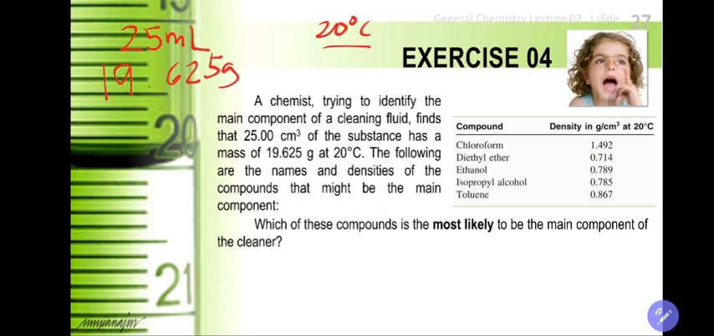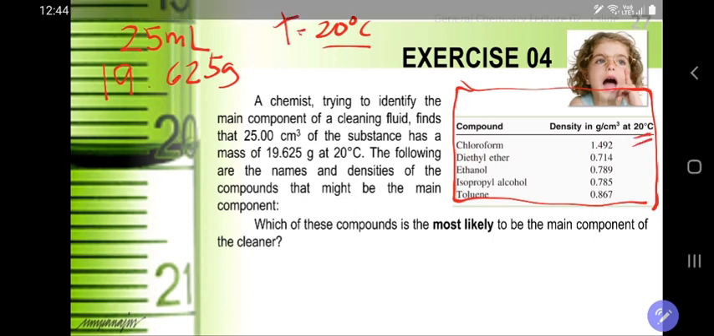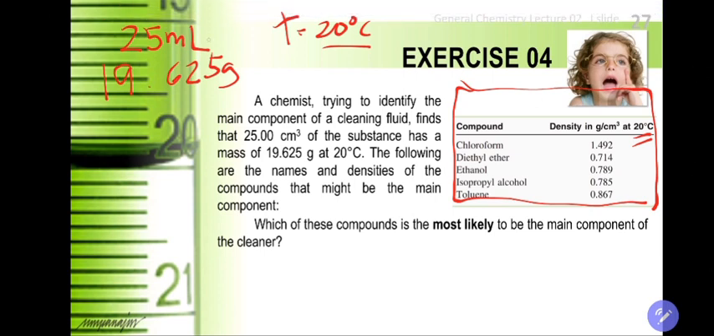Diniscuss ko before na yung density is dependent siya sa temperature. So, itong given table natin, yung densities na binigay dito is at 20 degrees Celsius. Okay na tayo sa temperature. So, ang given natin is this 25 ml, which is the volume of the substance, and the mass. Tapos, makikita natin dito yung densities. These are the names and densities of the compounds that might be the main component. Which of these compounds is the most likely to be the main component of the cleaner?